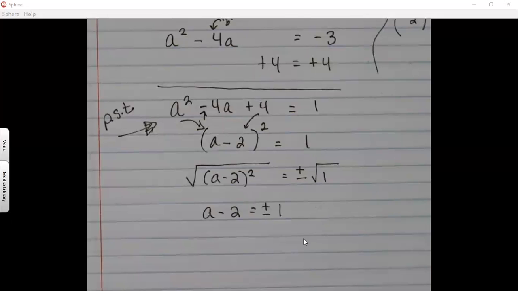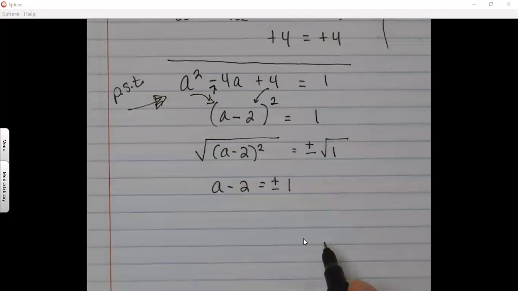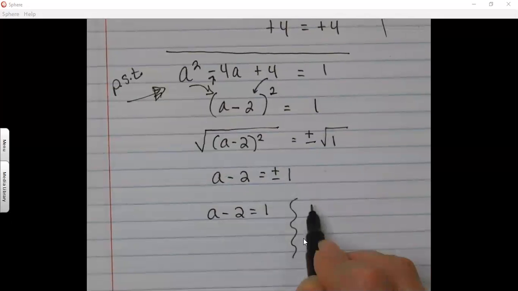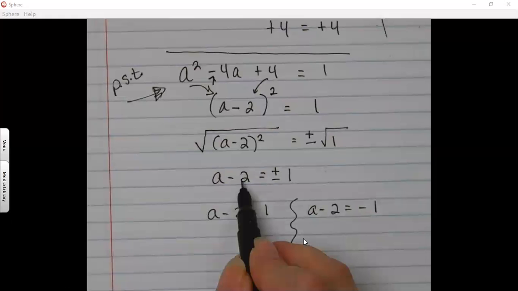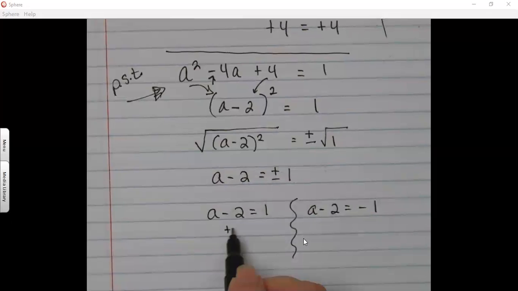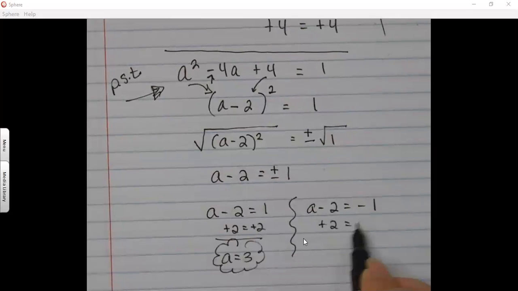Have I solved for a? No. 2 separate equations. One of them set equal to positive 1. The other one set equal to negative 1. Do not change the sign of the 2. That's not plus or minus 2. The plus or minus only goes with the 1. And I just solve them both separately. a equals 3. And a equals 1. That's both of the answers, 2 answers.